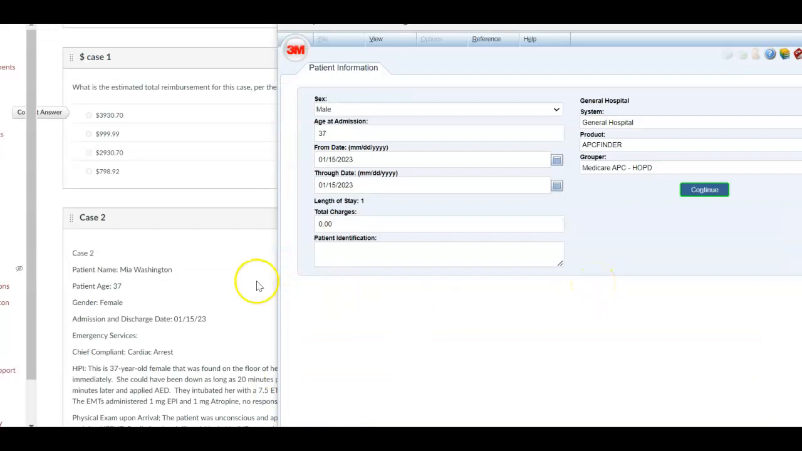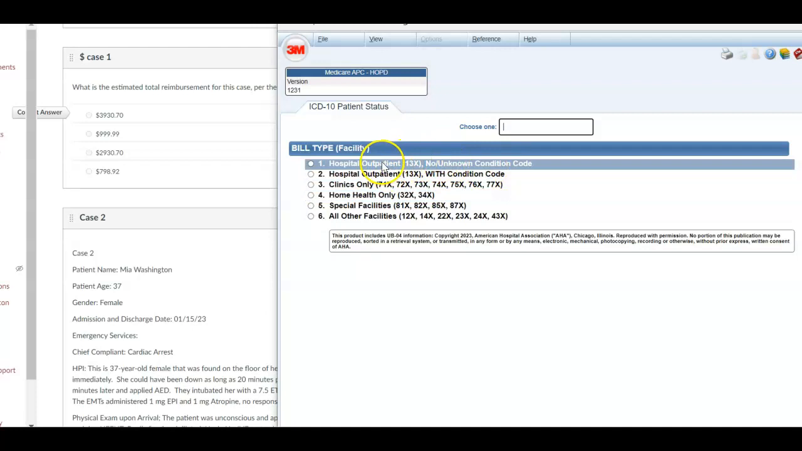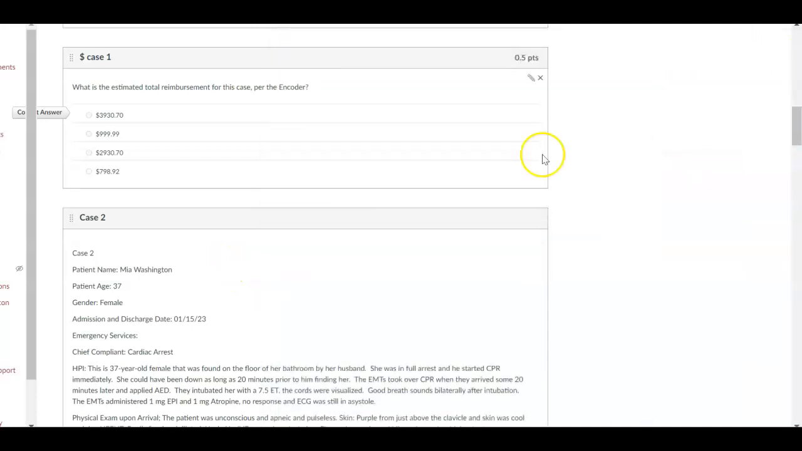Case number 2, we have Maya Washington, age 37. Better switch that to female. And we have 115 to 115, right? So everything matches up. APC finder, I'm going to hit continue. It's going to be our outpatient and our key code. So let's go ahead and look at this one.